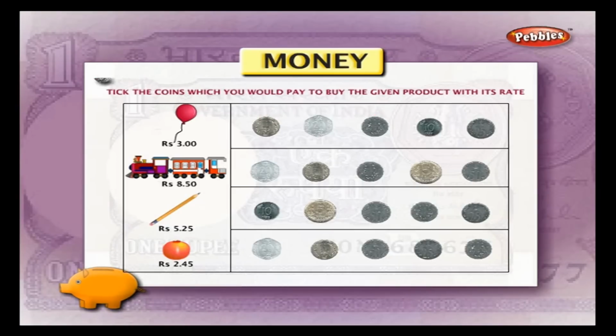The cost of a toy train is given as 8 rupees 50 paise. For this, we should take a 5 rupee coin, a 2 rupee coin, a 1 rupee coin, and a 50 paise coin. The cost of a pencil is given as 5 rupees 25 paise. For this, we should use a 5 rupee coin and a 25 paise coin. The cost of a pomegranate is given as 2 rupees 45 paise. For this, we should use a 2 rupee coin, a 25 paise coin, and a 20 paise coin.